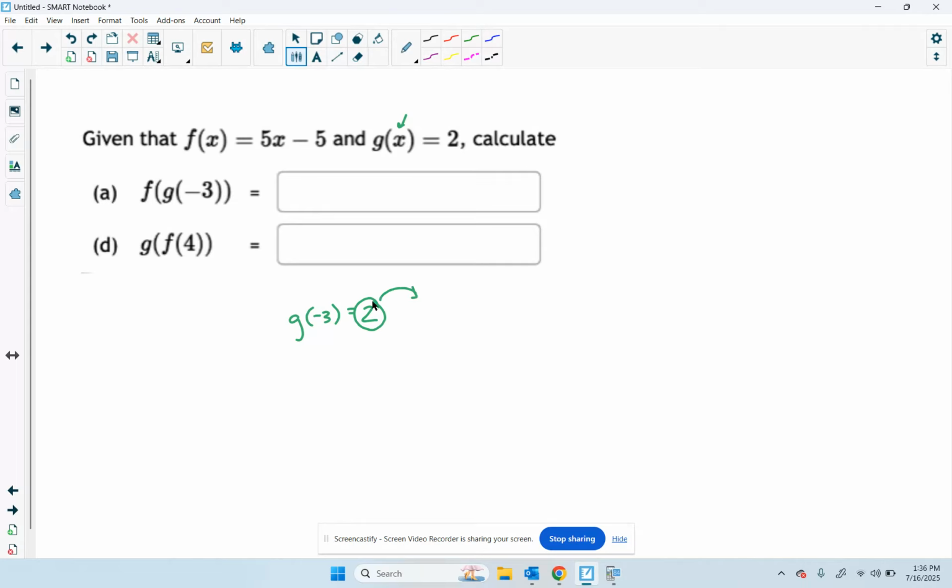So then this says plug 2 into f. All right, well, f of 2 is 5 times 2 minus 5. That's 10 minus 5, that's 5. Now if I do the reverse, g of f of 4, that's 5 times 4 minus 5, that's 15. g of 15, well, g of x is always 2, so you just get 2. I think that's what confused you probably. It's just that 2 there.